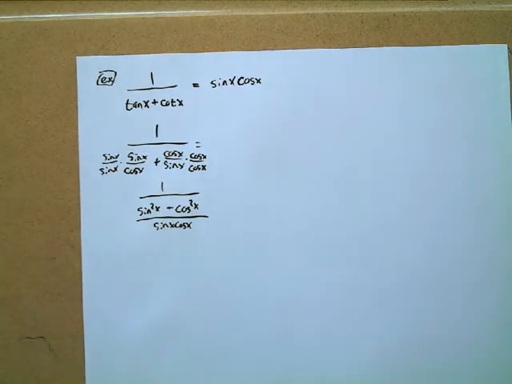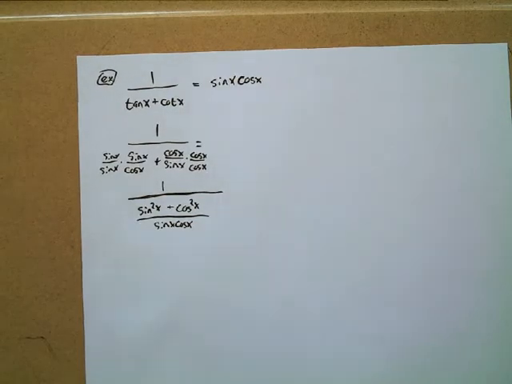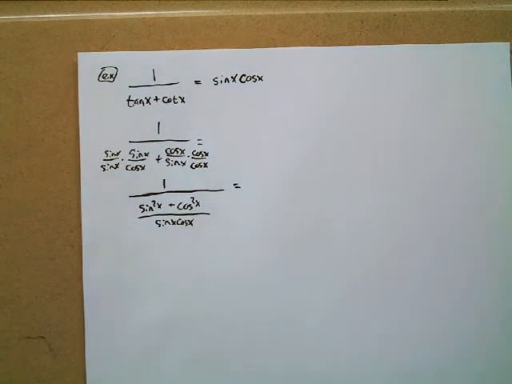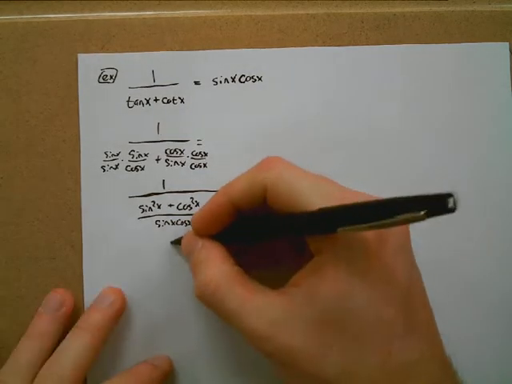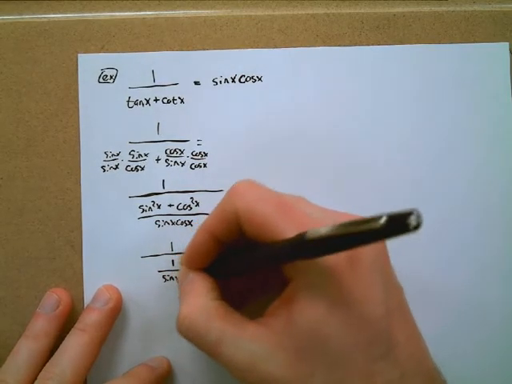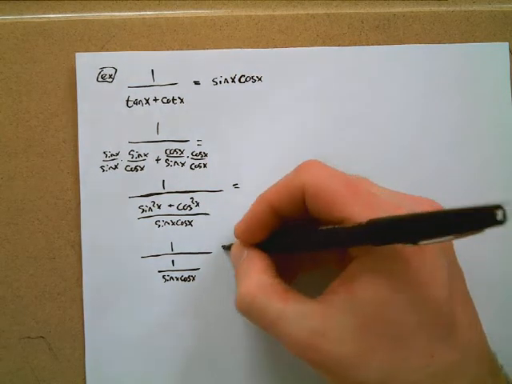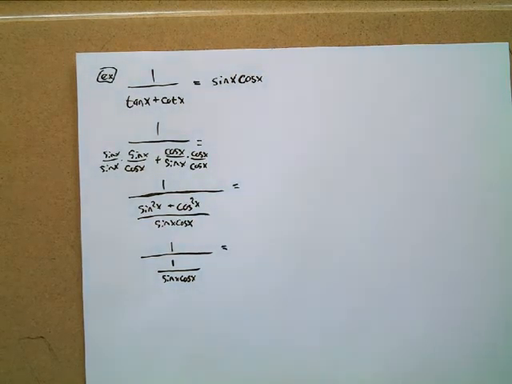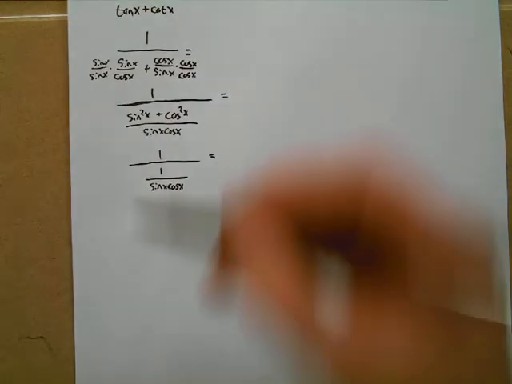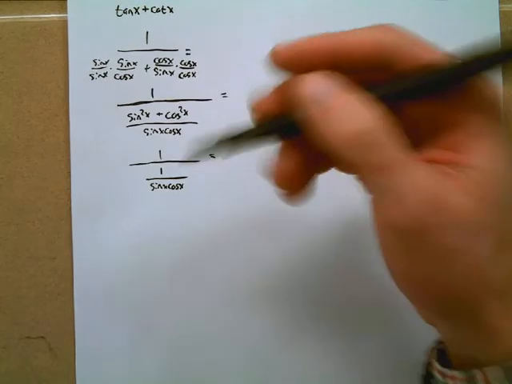But what's sine squared x plus cosine squared x? 1. So this is 1 over sine x cosine x. Taking that number 1 and dividing by the fraction 1 over sine x cosine x is the same thing as taking this 1 and multiplying by the reciprocal, sine x cosine x, which is equal to sine x cosine x. Check.